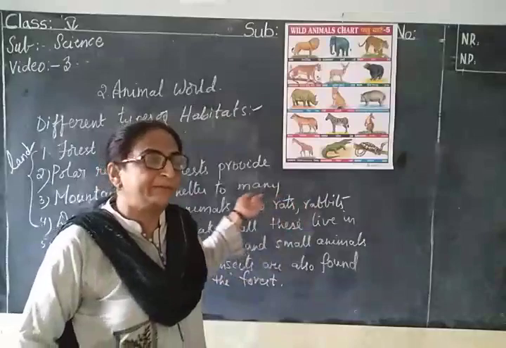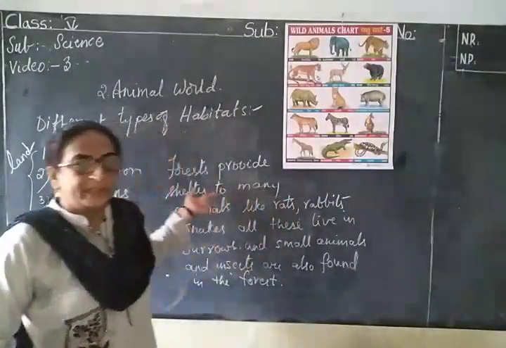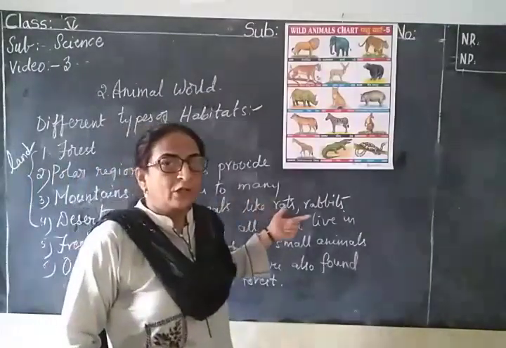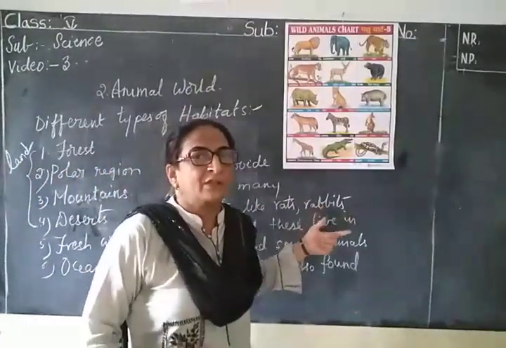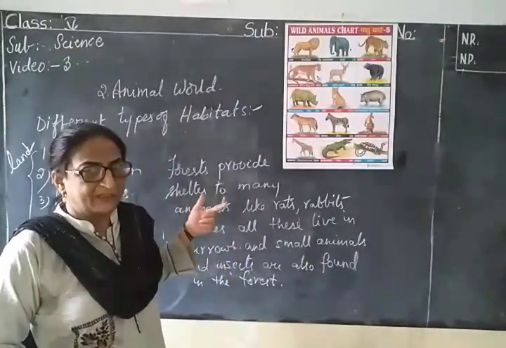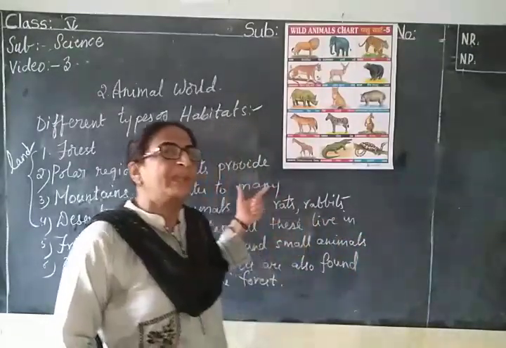What you have learned about the forest? Forest is also a habitat for animals. Yes, forest. What do you mean by a forest? Forests are grown naturally. Trees and plants grow naturally in a forest. So area where trees and plants grow naturally is said to be a forest.